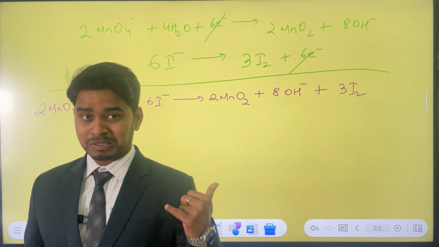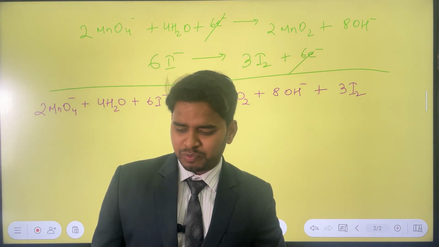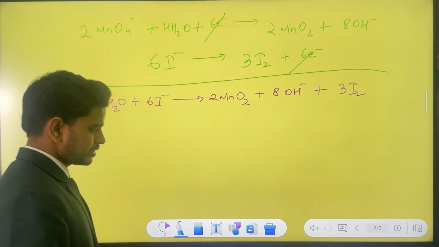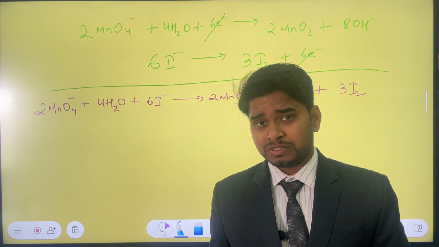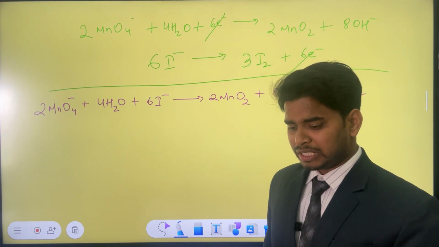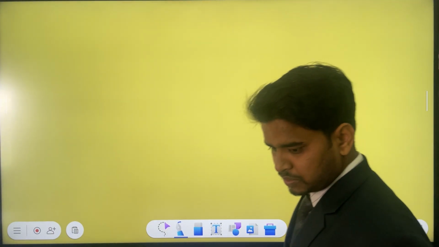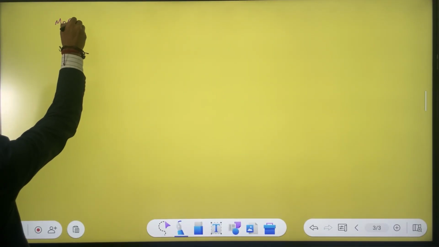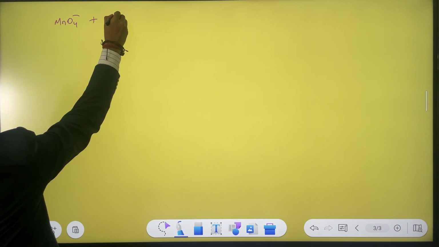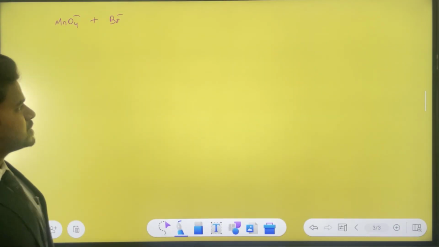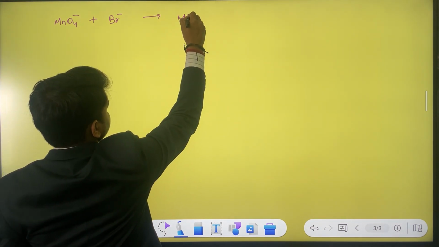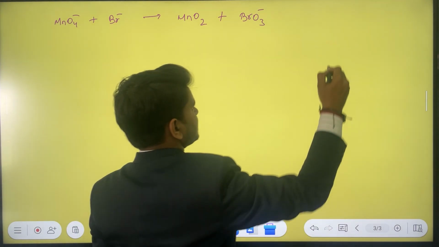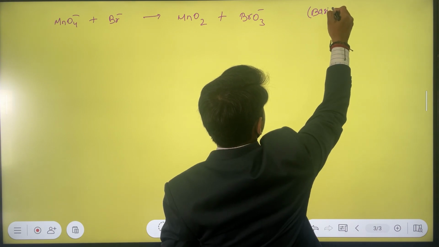Okay, this was question number 3 of balancing in basic medium, and we have been given one more question of basic medium balancing. Let's see that as well. Try to do that question on your own first. Which question am I talking about? This question: MnO4 minus reacting with Br minus and giving you MnO2 plus BrO3 minus. This is the question, guys, and we have to balance it in basic medium.